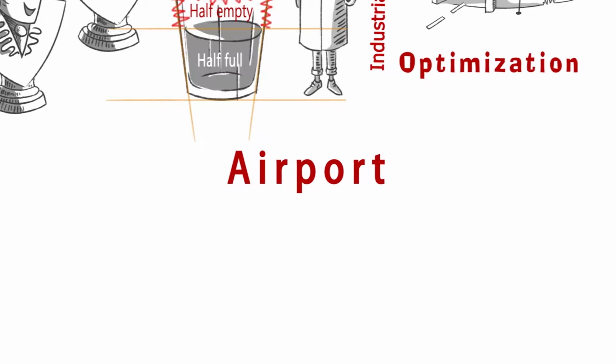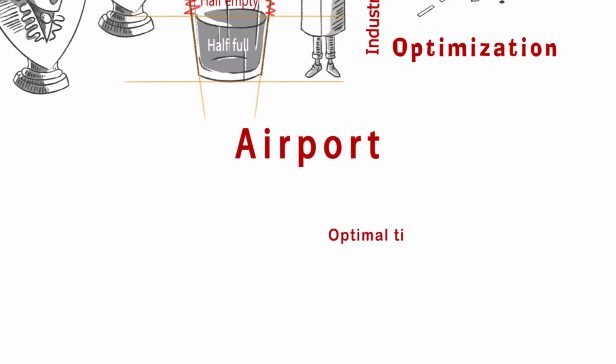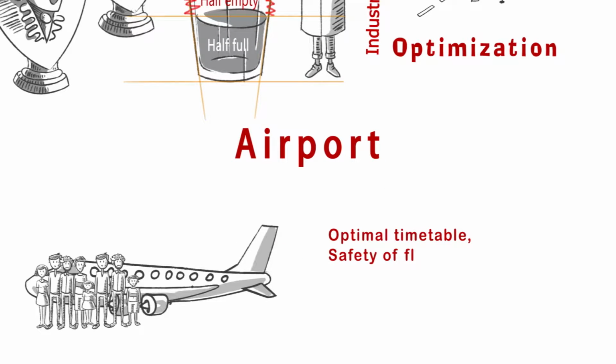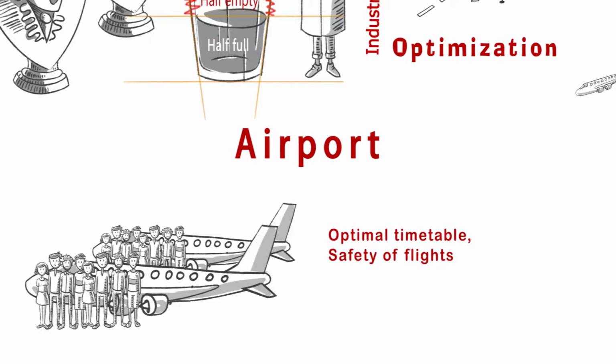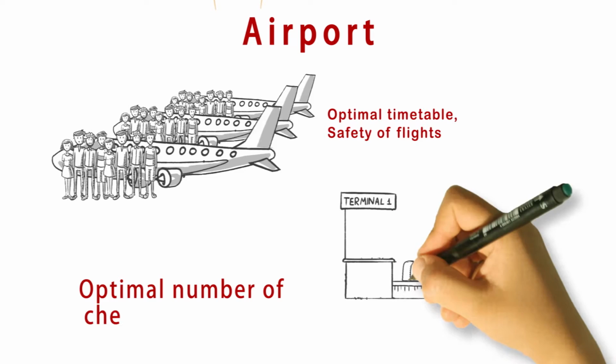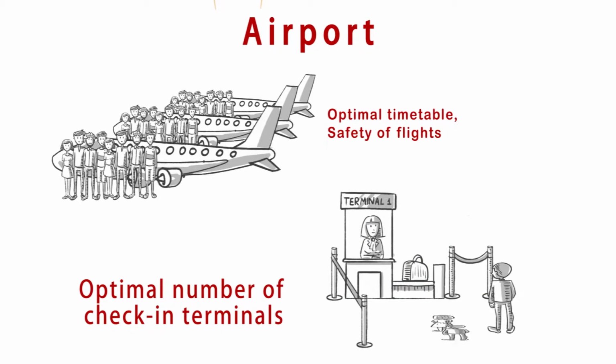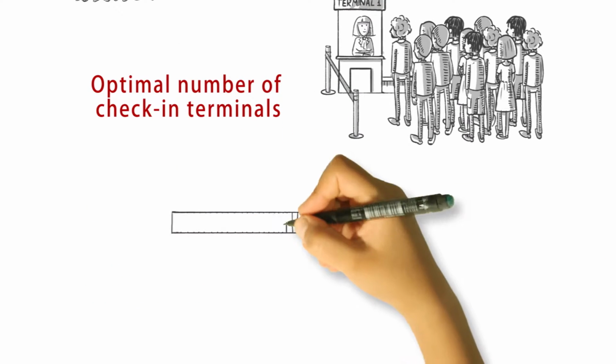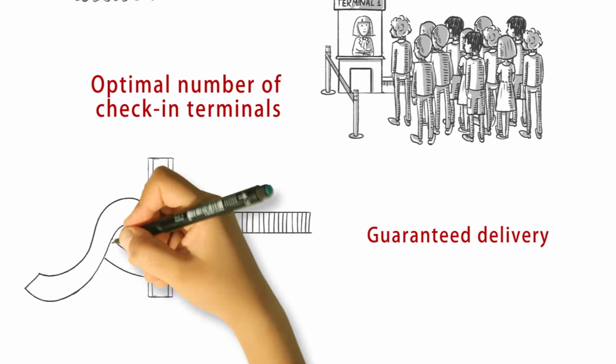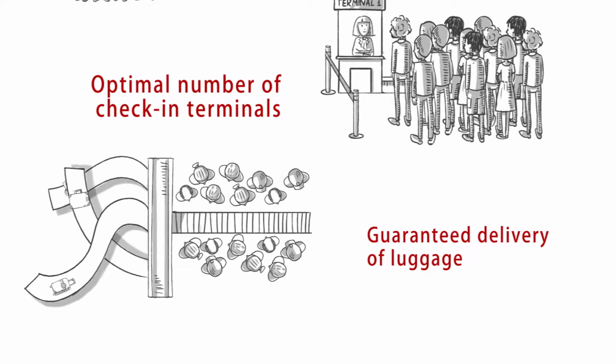At the airport. How to best organize and regulate the flight timetable to ensure their safety and avoid the overcrowding of passengers. What's the optimal number of check-in terminals at different times of the day? How to organize the delivery of luggage so that, irrespective of the layover duration between their flights, transit passengers receive their luggage efficiently.